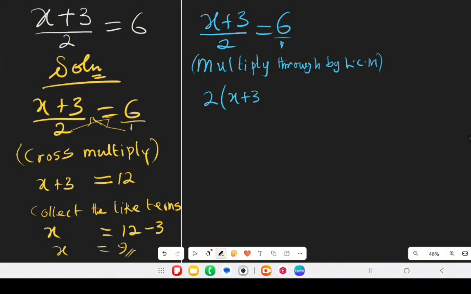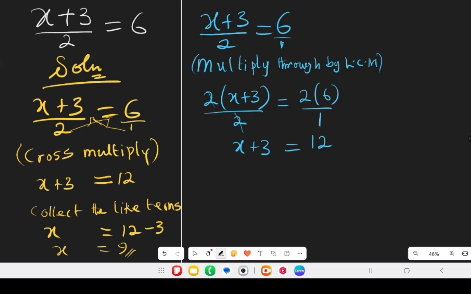(x + 3)/2 equals 2 times 6 all over 1. And when we do that, 2 will cancel 2, left with x plus 3 equals 2 times 6 gives us 12, which forms a linear equation.